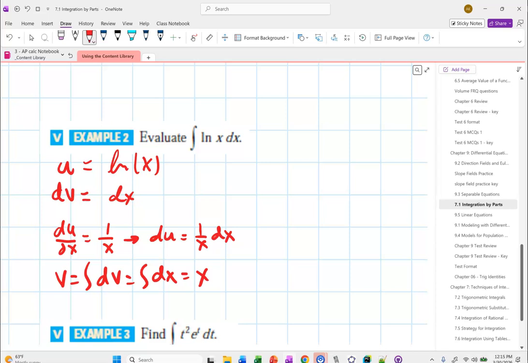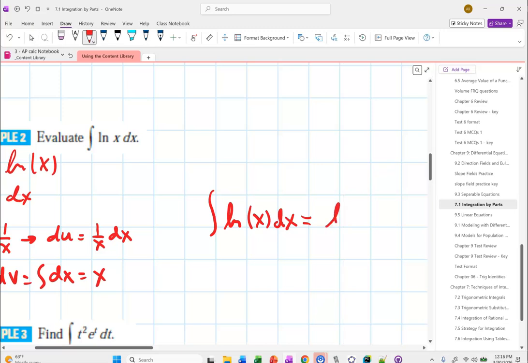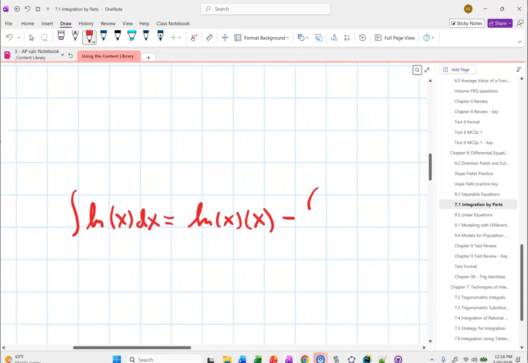And so now we have everything we need to start filling in our formula. Any questions as to what I did here? Okay, so this integral is u times v minus the integral of v du.